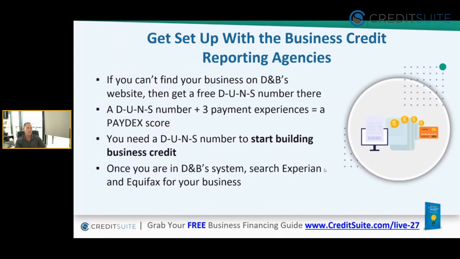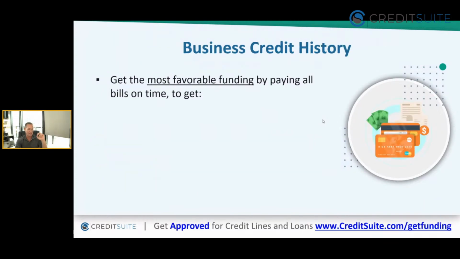Thanks for saying hello. So the next thing you want to do is get this business set up with the business credit reporting agencies. You could do so by getting something like a DUNS number. A DUNS number is 100% free from Dun & Bradstreet. You can go to creditsuite.com/DUNS to get it. You need 3 accounts reporting to Dun & Bradstreet to create a Paydex score and a credit profile. Don't worry, I'm going to give you an overview of how to do that during today's training as well.